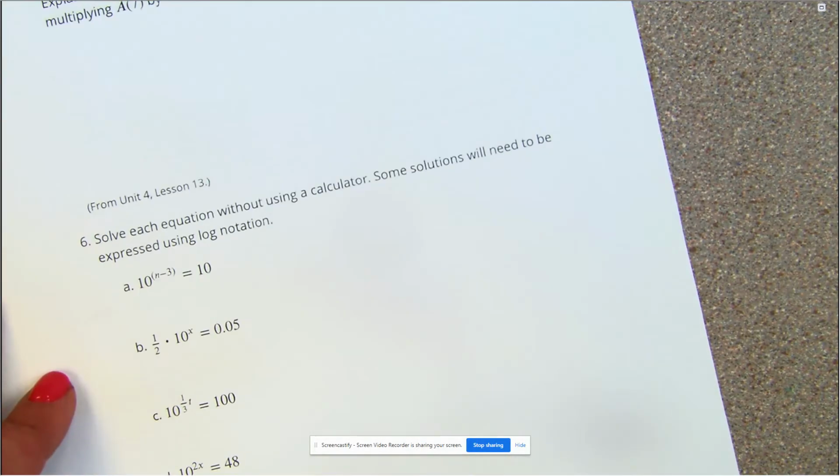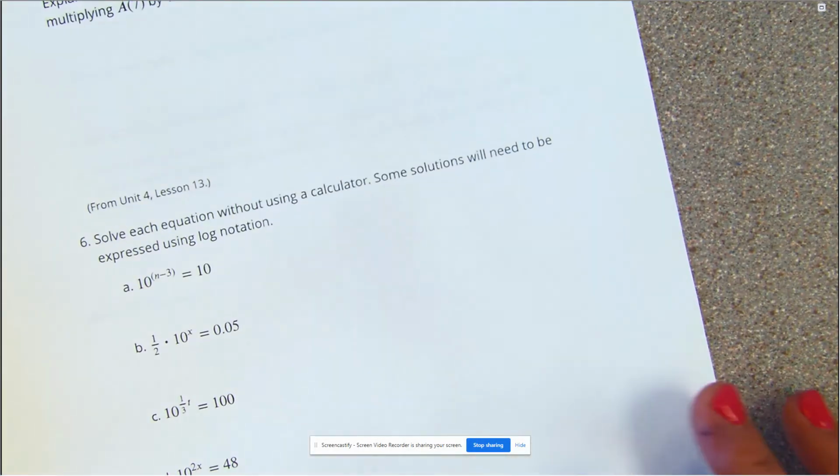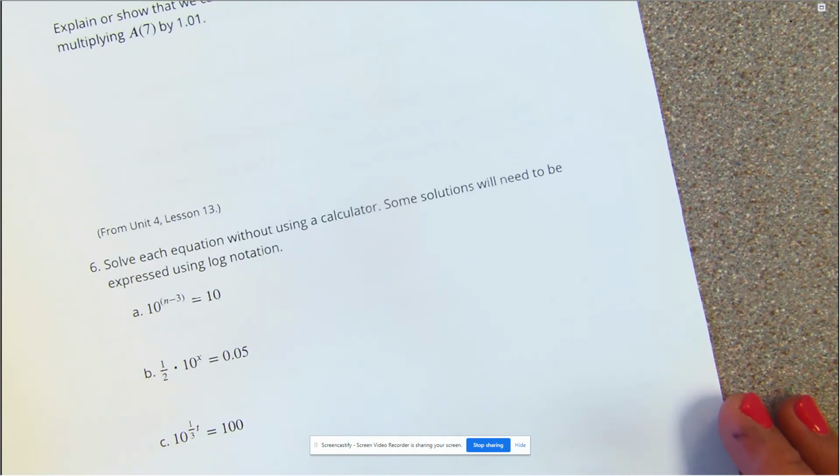Number 5. The equation A of W equals 180 times E to the 0.01 W represents the area in square centimeters of a wall covered by mold as a function of W, time in weeks since the area was measured. Explain or show that we can approximate the area covered by mold in week 8 by multiplying A of 7 by 1.01.